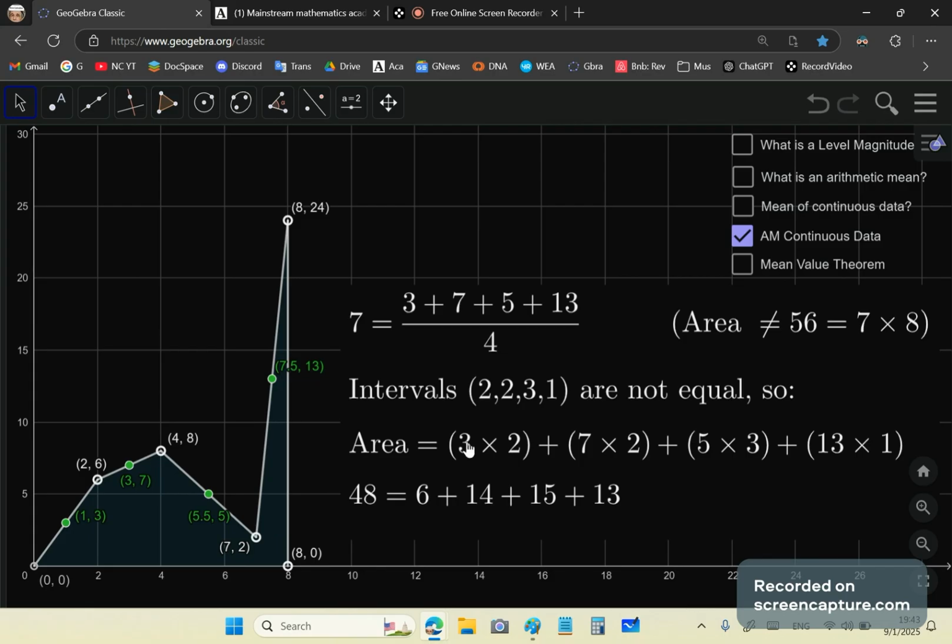So the correct area would be to take this arithmetic mean and multiply it by this interval, then this arithmetic mean and multiply it by this interval, as you see here on the right, which will give you the correct area under the curve, which is 48, okay? And you cannot find the arithmetic mean of all the line intervals using one rule, okay? So you have to use more than one rule.